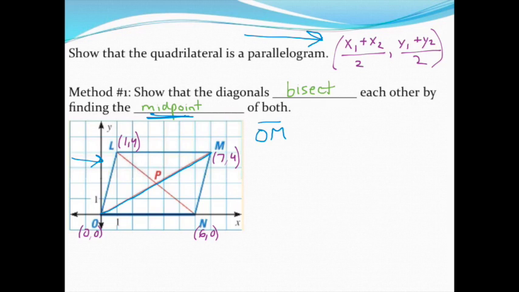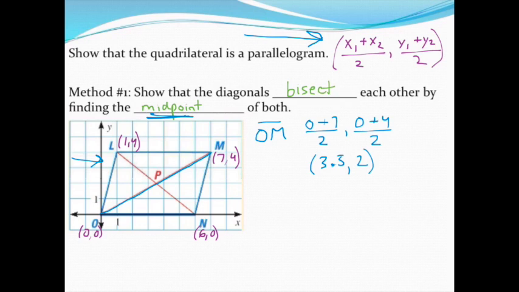So I'm going to add up my 2 x values, which are 0 and 7, and divide by 2. And then I'll add up my y coordinates, which are 0 and 4, and divide by 2. Of course, 0 plus 7 is just 7, and 0 plus 4 is just 4. So once I simplify, I come up with 3.5, comma 2. So there's my first midpoint, and I can see from the graph that that's about where that midpoint is located.